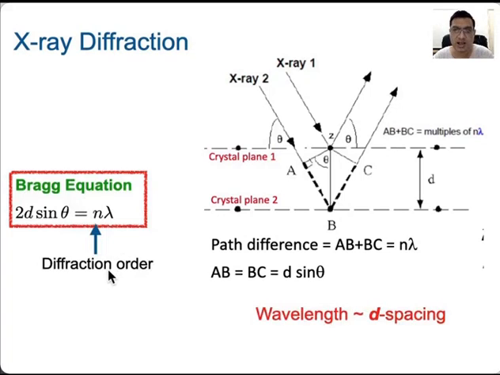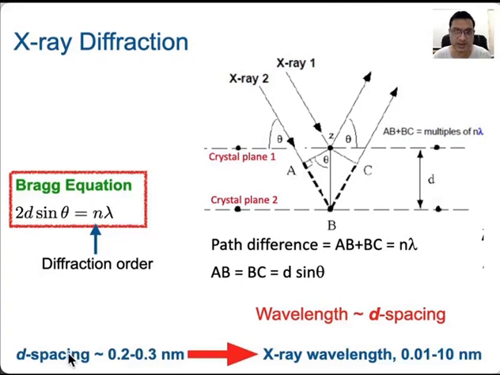The spacing between two interlayers in a solid or crystal is of the order of the wavelength. The typical spacing in crystals or solids is of the order of 0.2 to 0.3 nanometer, which is why I emphasized that X-rays with wavelength ranging from 0.01 to 10 nanometer are suitable to resolve the positions of atoms in a crystal, and that's how you are able to know what the constituents or components of the crystal are.